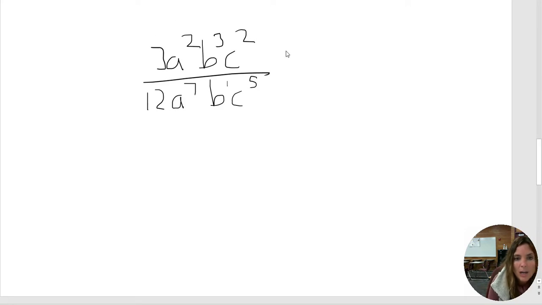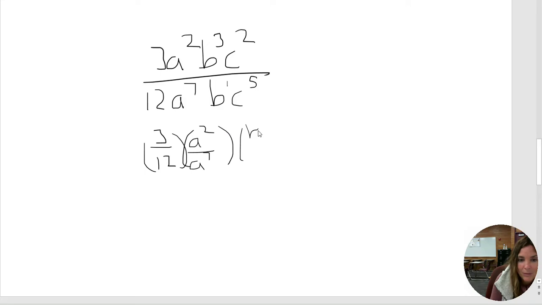When you are applying the quotient rule, if you go ahead and separate these so that you have the two numbers together, because we're going to simplify that fraction, and then all of the like bases, that will really help you to know how this simplifies. Okay, so I'm just going to separate this out as like bases.